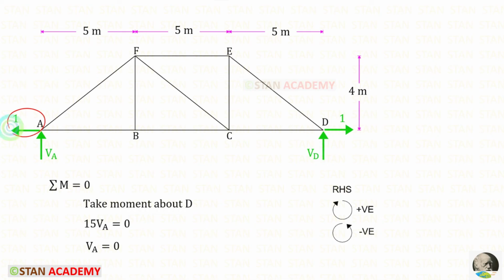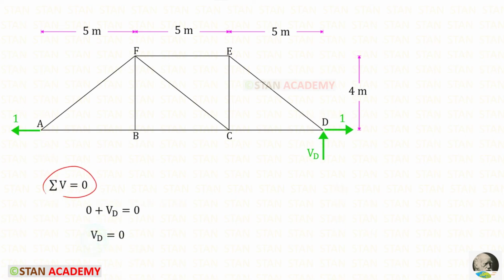For this horizontal reaction, there is no perpendicular distance about D, so we should not consider that. In this case, there is nothing, so VA will be 0. Using this rule, we can find VD. Otherwise, we can take directly VD as 0, because there is no vertical load or vertical reaction, so VD will become 0.